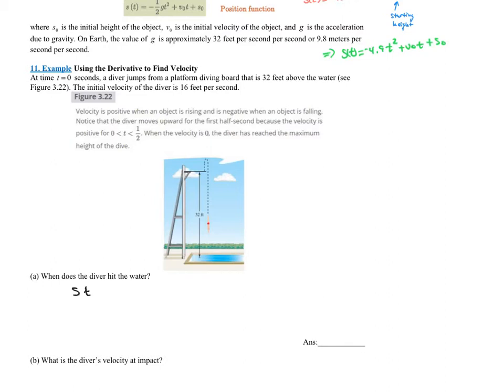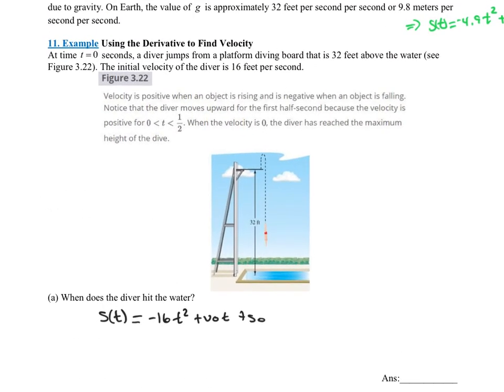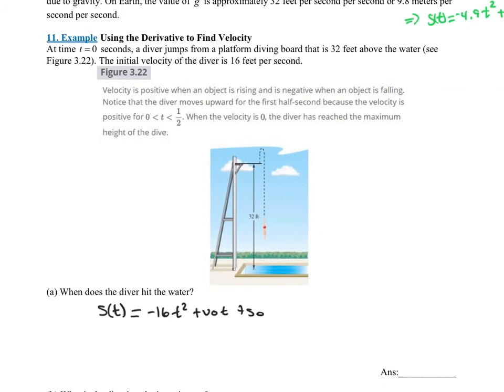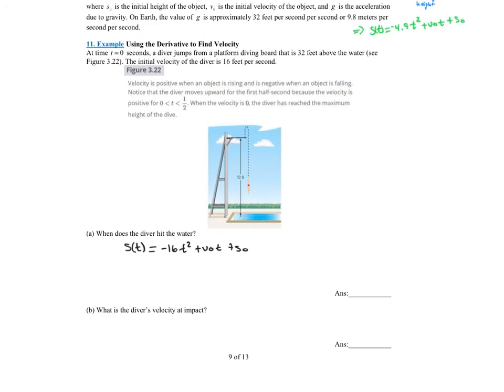Well, it's always S of t for position. Why? I have no idea why they use the letter S, but they do. And remember, it's always negative 16 t squared plus v naught t plus s naught. Okay, why did I know it was negative 16? Because I see that it's measured in feet and it's measured in feet per second. If it was measured in meters, I'd have to use that negative 4.9, but it's not. It's measured in feet.